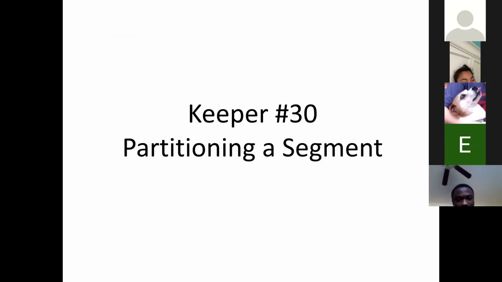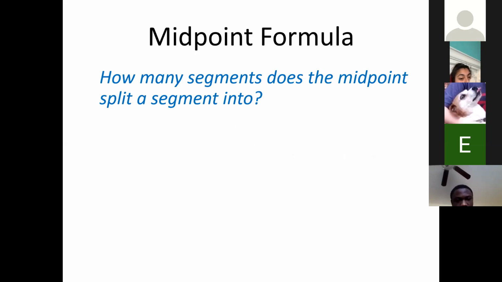So this will be fun. This is actually a unique segment. No, that'll play on words there. My mistake. A unique keeper, partitioning a segment. How many segments does the midpoint have if the midpoint does have segments? No, that was just a joke. It's how many segments does the midpoint split a segment into? That's what we're looking for today.